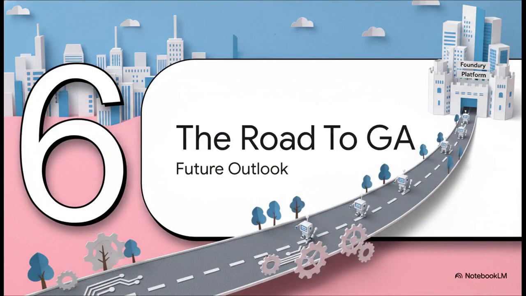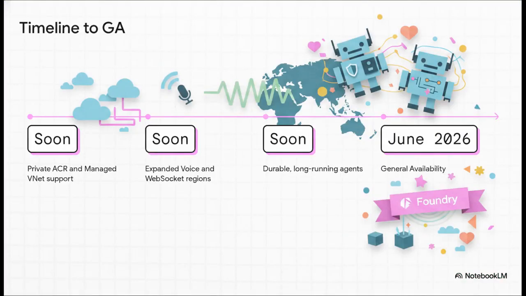And lastly, Section 6, the road to GA. Let's look at what's coming. The timeline leading up to general availability in June 2026 is just packed. We're going to see support for private Azure container registries inside your own virtual networks, managed VNet support, and expanded regions for all that real-time voice stuff. But honestly, the feature I am most hyped about is durable, long-running agents. Soon, hosted agents will actually survive container crashes, handle redeployments seamlessly, and persist state across multi-session turns with automatic recovery. The platform is just going to inherently remember context without you needing to wire up complex back-end databases yourself.